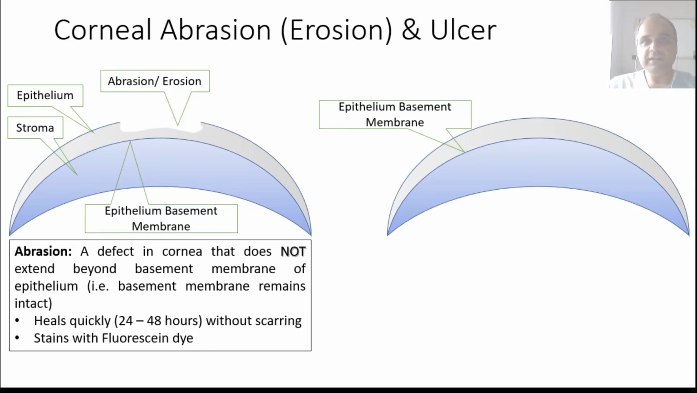When you want to see it, it stains with fluorescent dye. We have talked about fluorescent dye before when we talked about diabetic retinopathy, age-related macular degeneration. It's the same dye that you use to take FFA, fluorescent fundus angiography, the same dye that you use to stain the tear film when you're taking the pressure. And the same dye is used here, and it sticks to areas which do not have an epithelial covering over it. So it'll stain because there is no epithelium here.